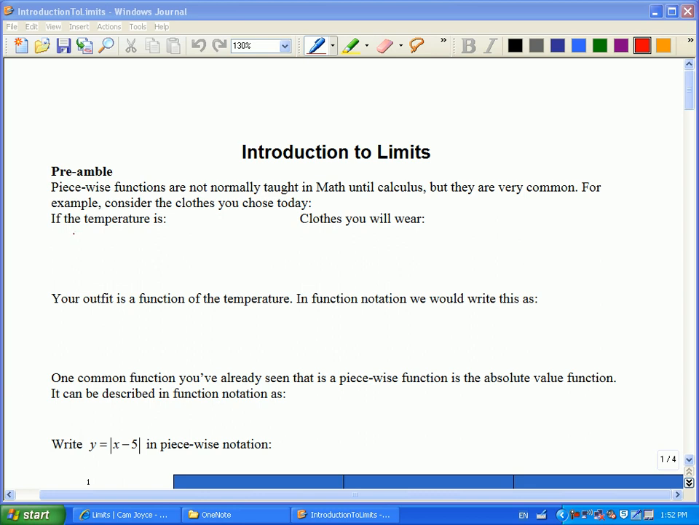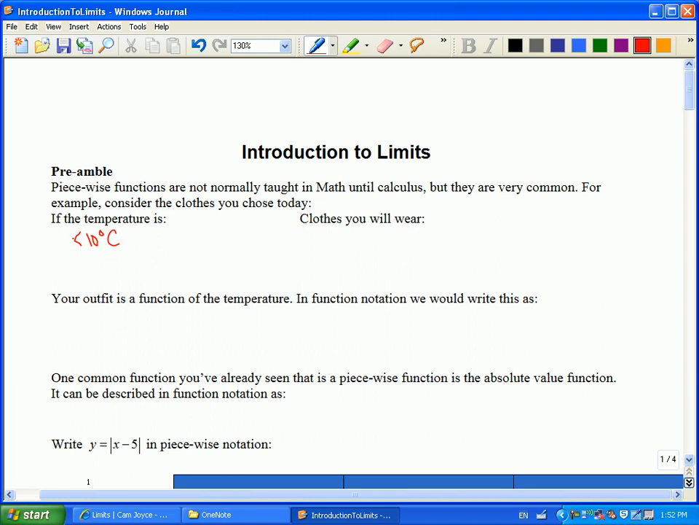So for example, let's say that if the temperature is less than 10 degrees, like it is this morning, or this afternoon I guess, what kind of clothes might you be wearing? Jacket.